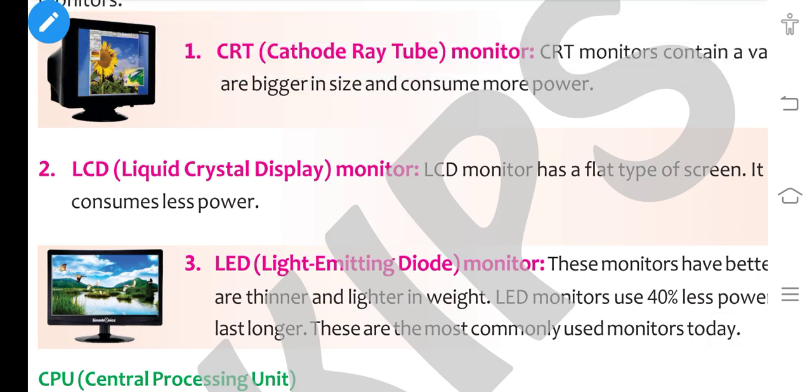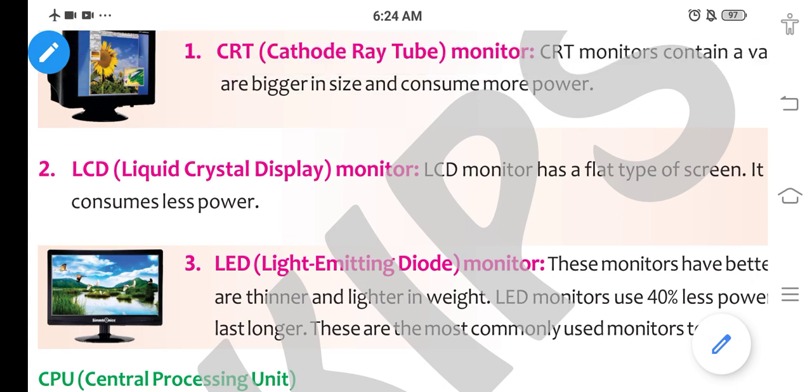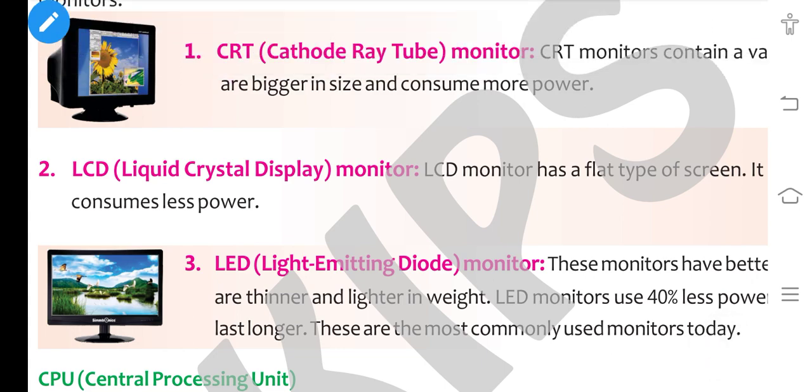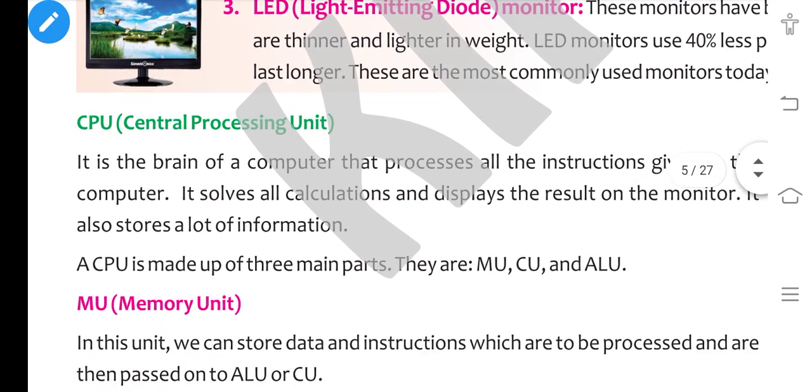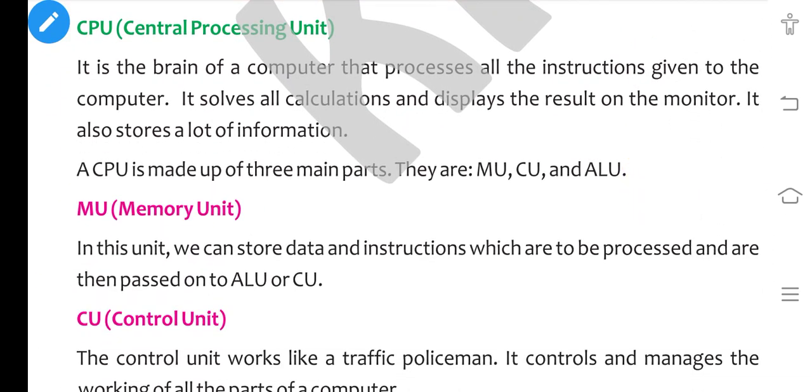First is CRT, that is cathode ray tube. This type of monitor is bigger in size, contains a vacuum tube, and consumes more power. LCD is liquid crystal display. It has a flat screen and it consumes less power. LED is the light emitting diode monitor. These monitors have better display. They are thinner and lighter in weight. So this way we can see there are three types of monitor.